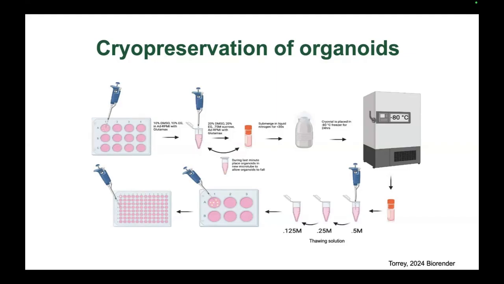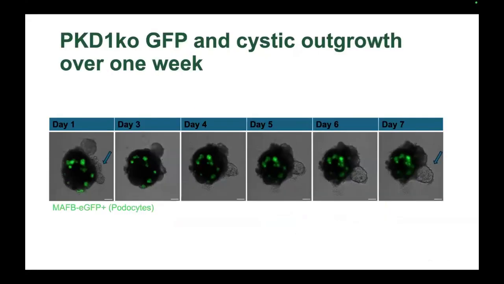And we can plate these in 6-well, 12-well, and 96-well plates for further compound testing and tracking. So I just wanted to show a PKD GFP cystic outgrowth over one week. We wanted to determine how well our cryopreservation is working. Are these organoids surviving? And as you can see, we have a MAFB EGFP podocyte marker to show you that our podocytes are able to survive. And we also have cystic growth from a PKD1 organoid.